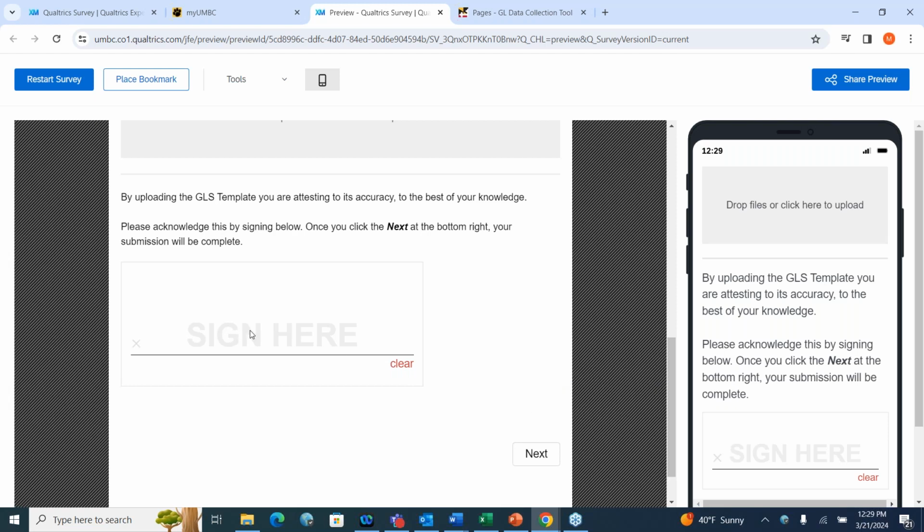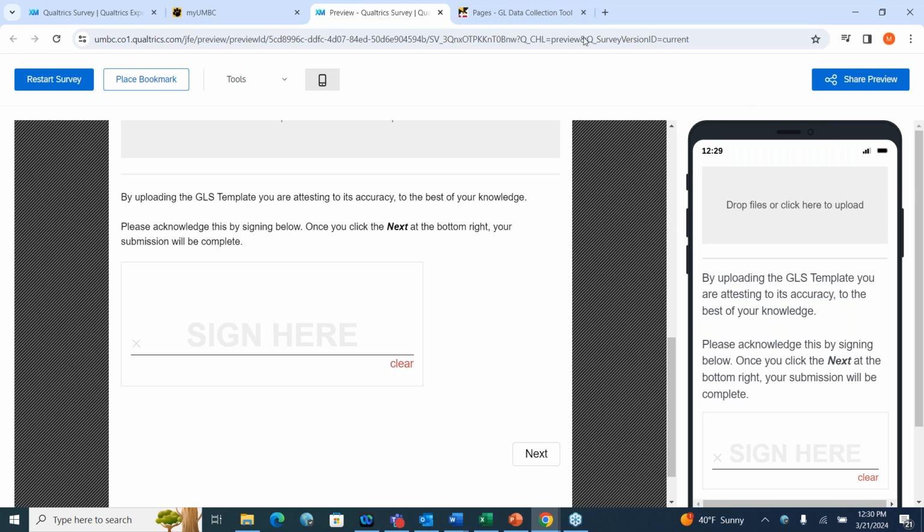And by uploading your template and then signing here, which, depending on your type of computer or laptop, you can do either with your mouse or your finger, you would then click on Next, and that would submit your template to us.